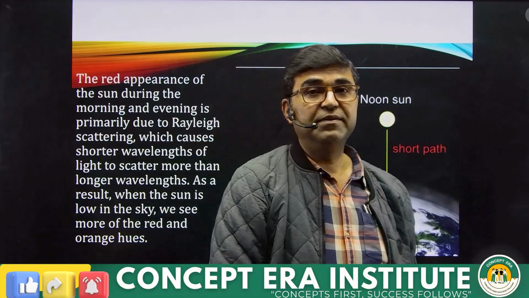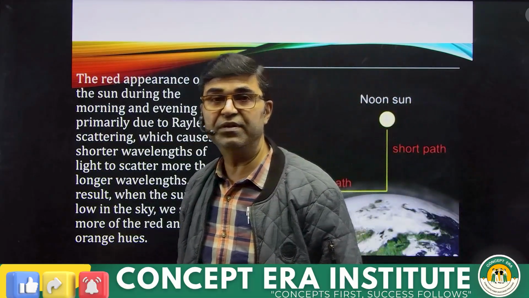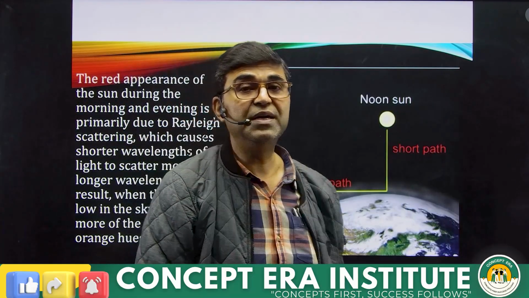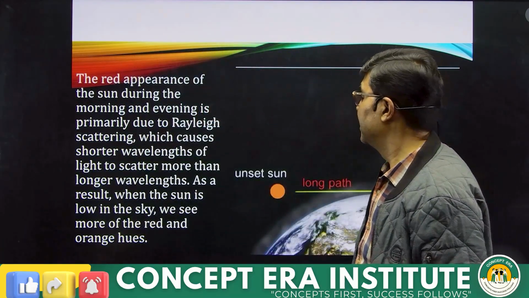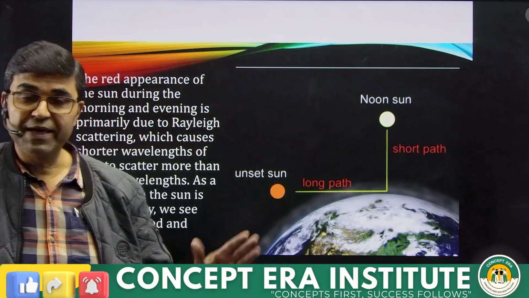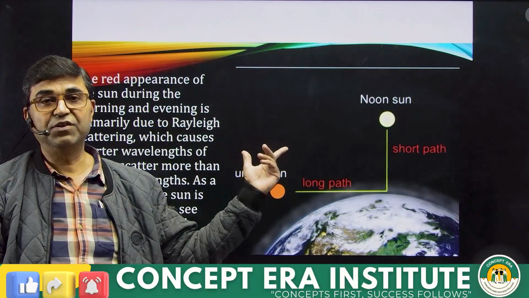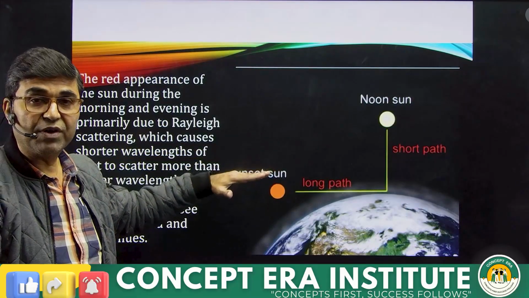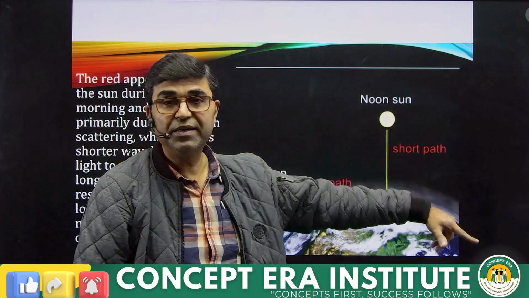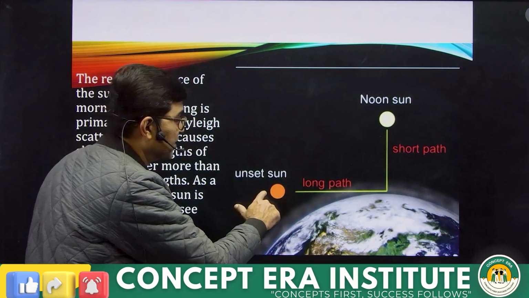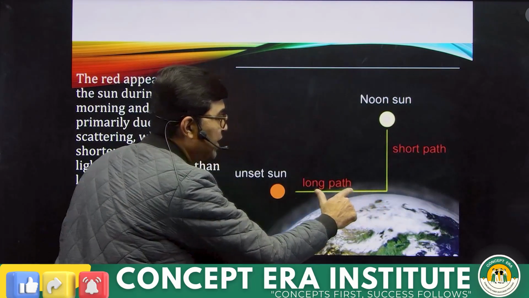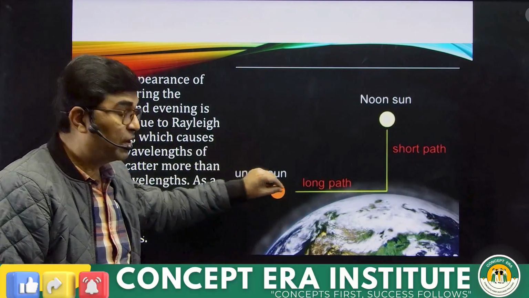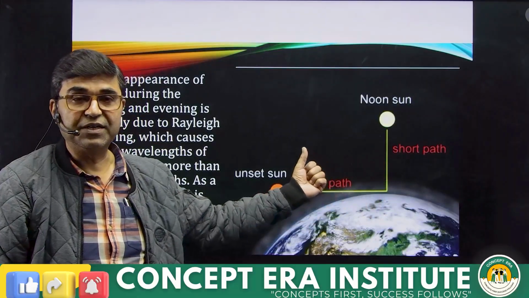When we look at the sun in the morning and the evening, the color of sun is reddish orange, but at the time of noon, it is yellowish white. Why? Again, the answer is found in the scattering of light. When the sun is at the horizon, either in the morning or in the evening, the rays of the sun have to follow quite a long path through the atmosphere. And the longer the path, more is the scattering of light.